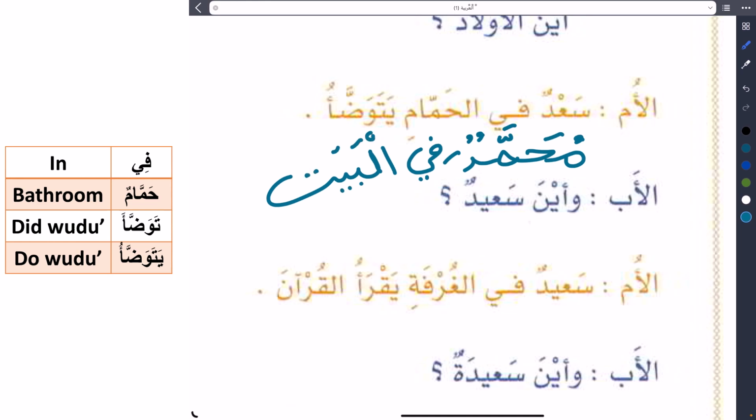fil bayti. This is the new. Fil bayti. We put kasra on the last letter. Why? Because there is a preposition before. What is this preposition? It's fi.